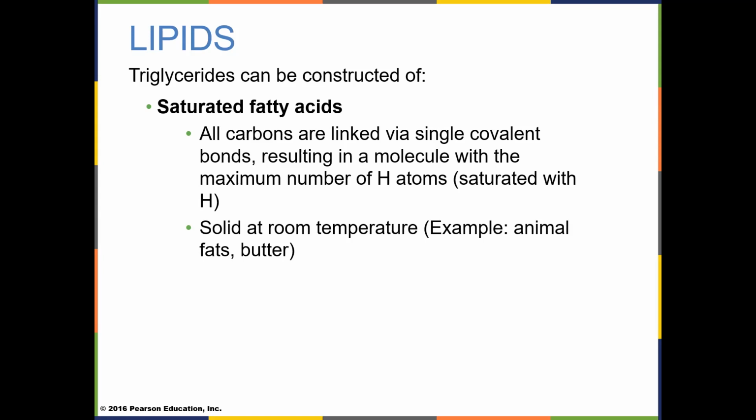So you have a carbon at the end with three hydrogens. You have a carbon and two hydrogens, a carbon and two hydrogens, a carbon and two hydrogens, because of course each carbon is attached to two other carbons. So you have all available places to have a covalent bond filled up with hydrogens. We are saturated. A saturated fatty acid is going to be solid at room temperature.